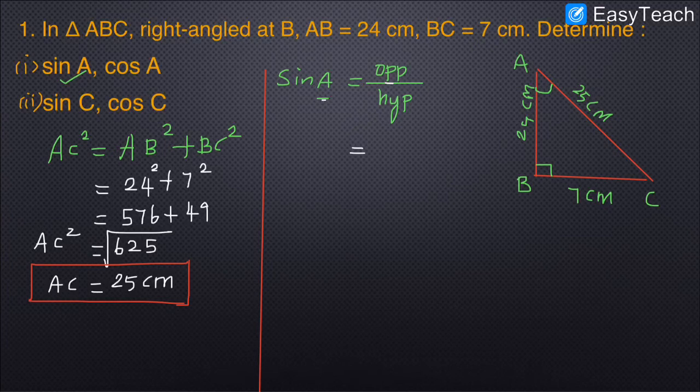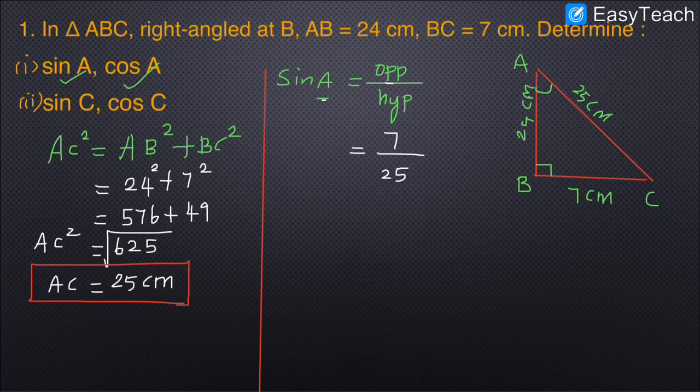Okay, coming to our problem. What is the opposite side of this angle? Opposite side of this angle is this side BC, okay, 7 centimeter. So let me write 7 in the top. And what is hypotenuse? Hypotenuse is always this one. So here 25 centimeter.